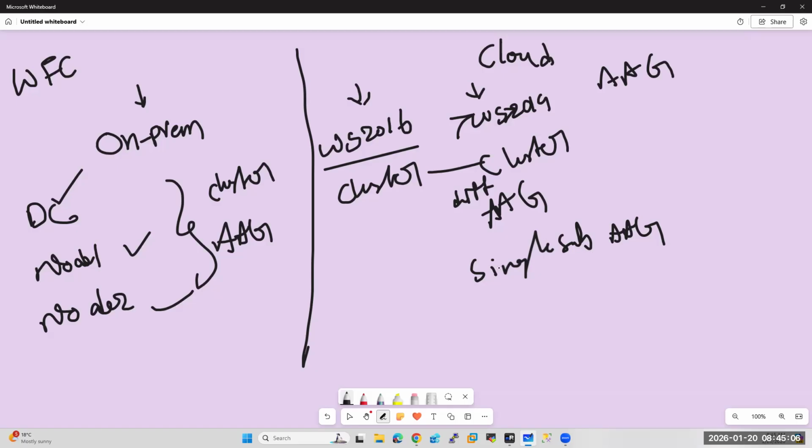Now, what is the challenge you will see with the single subnet group only in cloud, not in on-prem? On-prem, there is no challenge, sir. Forget about on-prem. Focus only on the cloud. Our main primary focus will be cloud. But I will show you how to deploy clusters in on-prem, how to deploy Always On in on-prem. That's a demo. It's good for us. Our main primary focus will be the cloud only.